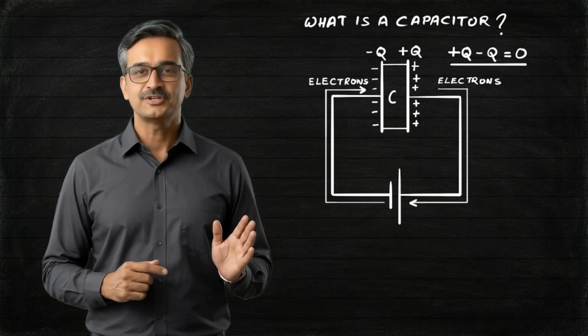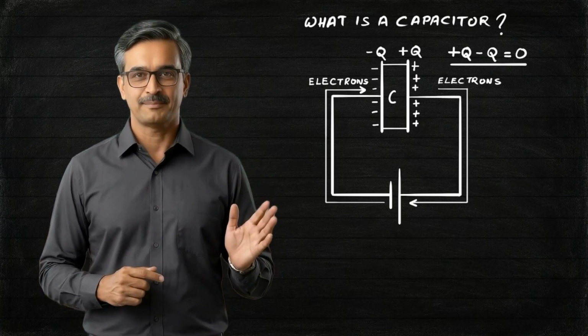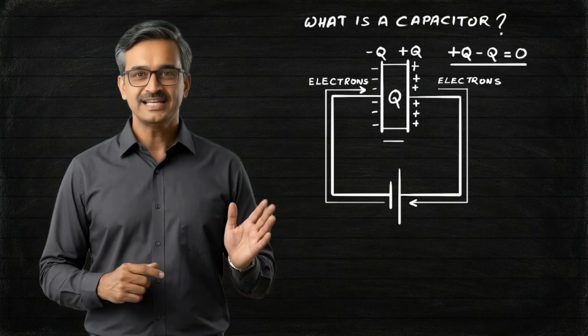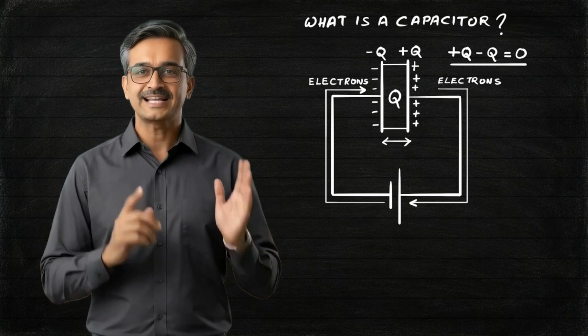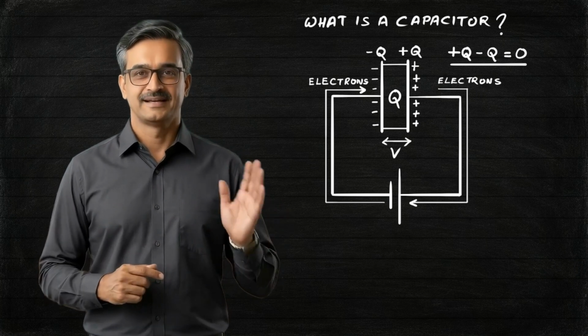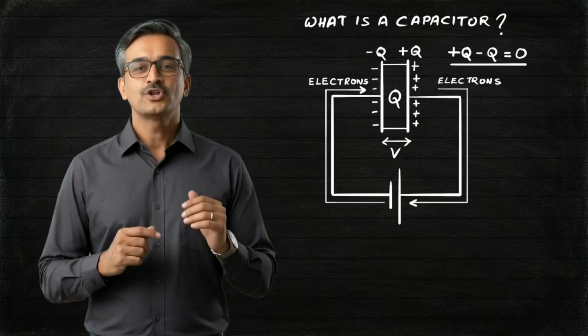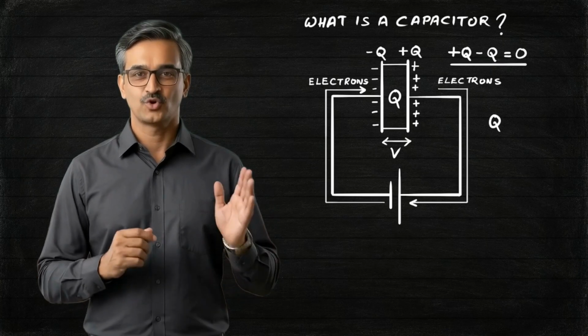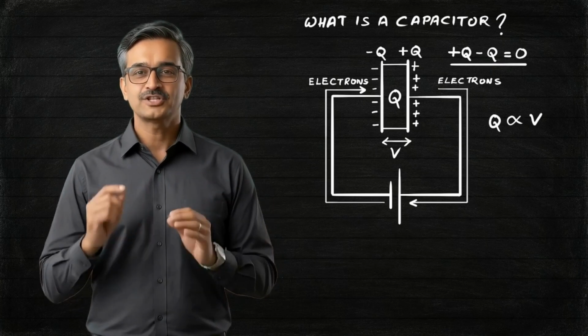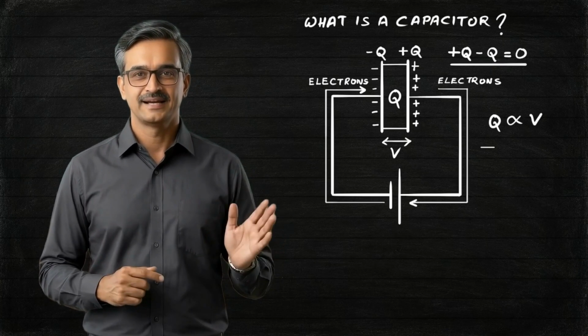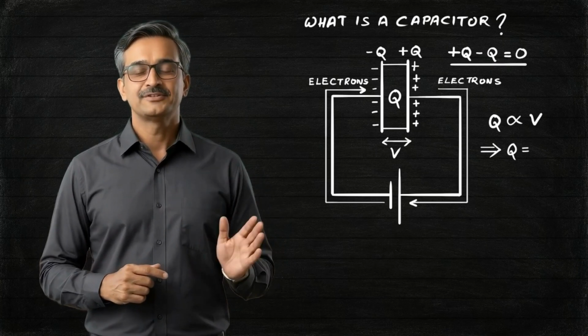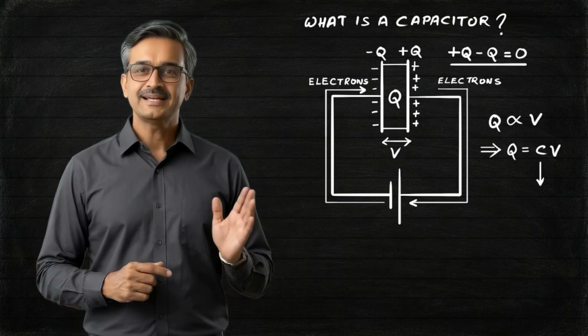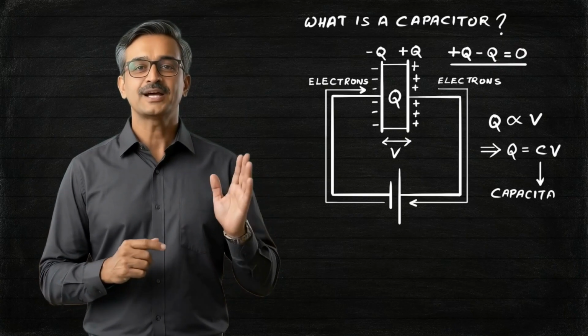Here's the next key observation. As the charge Q on the capacitor increases, the voltage V across the capacitor increases right along with it. In other words, charge and voltage are directly proportional to each other. We can express this relationship as Q is proportional to V. Or, introducing a constant of proportionality, we write Q equals C times V. This constant, C, is what we call the capacitance of the capacitor.